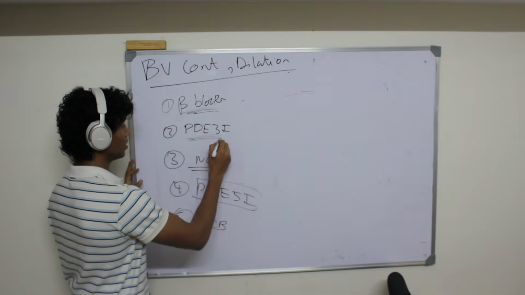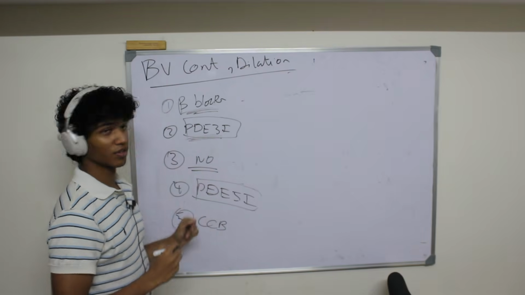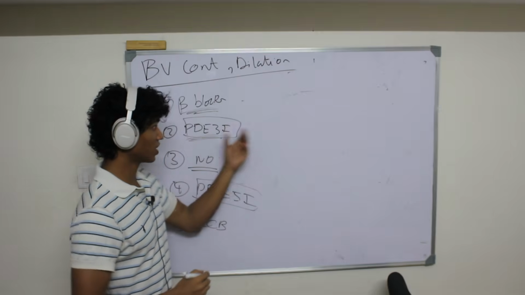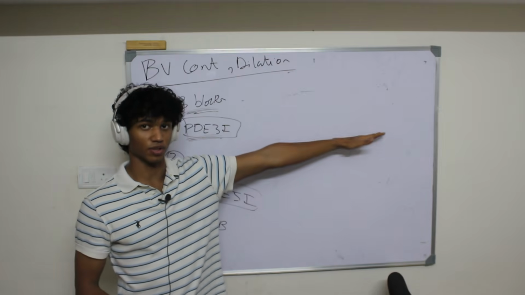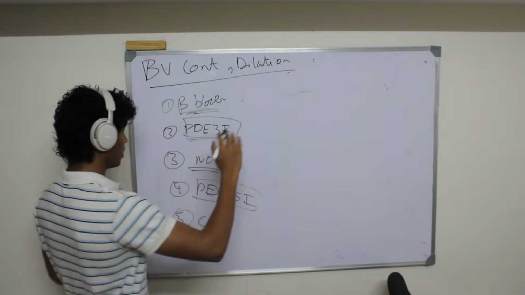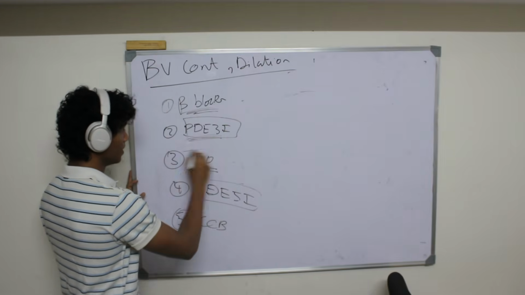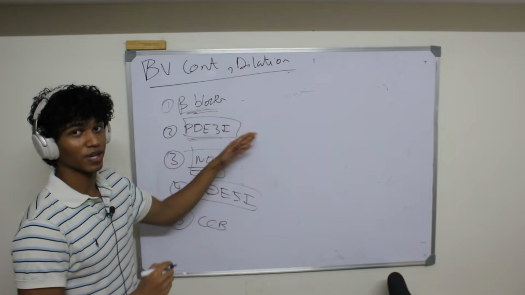Now the second drug of consideration, your PDE3 inhibitors, which is your phosphodiesterase 3 inhibitors. What do these drugs do? They increase cyclic AMP. An increase in cyclic AMP is going to cause vasodilation because it's going to cause less myosin to be phosphorylated, because it inactivates myosin light chain kinase.